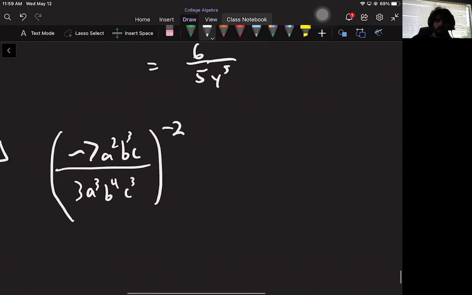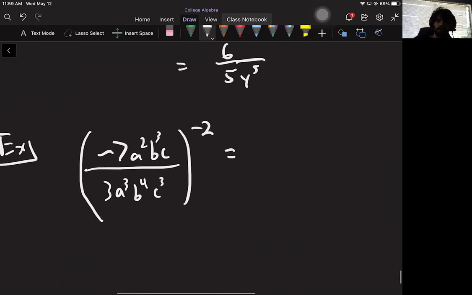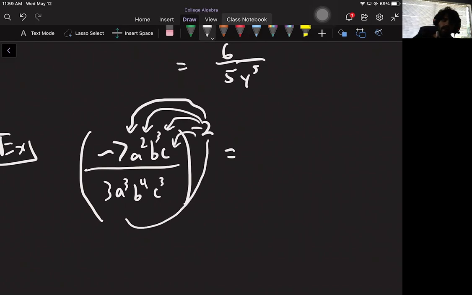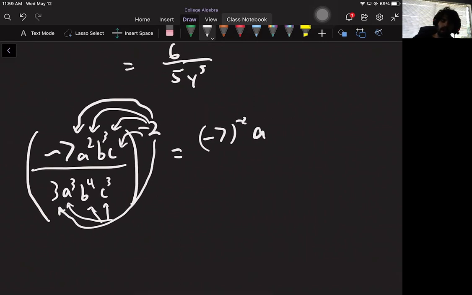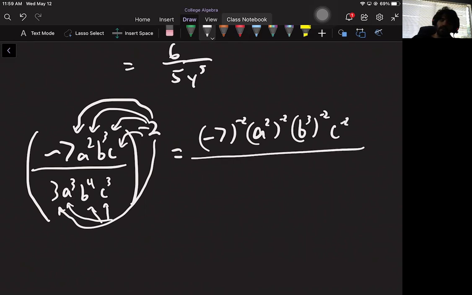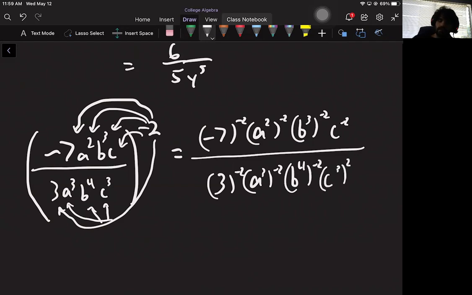Something like this. So first of all, because it's multiplication, everything is being multiplied together, I can bring this power to each term on the top and on the bottom. So it's going to be negative 7 to the negative 2, a squared to the negative 2, b cubed to the negative 2, and c to the negative 2, over 3 to the negative 2, a cubed to the negative 2, b to the 4th to the negative 2, c cubed to the negative 2.